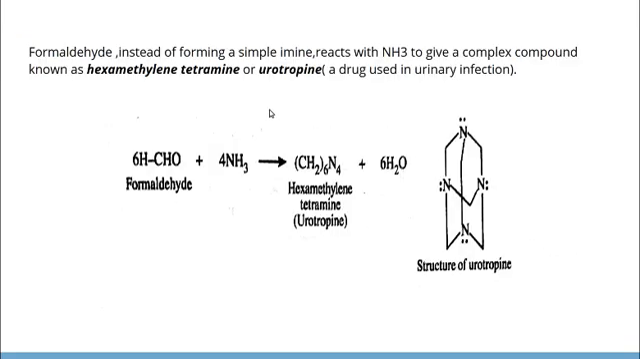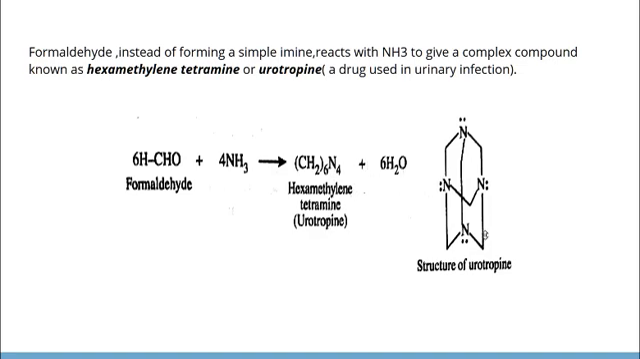Now we are going to discuss the reaction between formaldehyde and ammonia. What type of product will form when they react together? Formaldehyde, instead of forming a simple imine, reacts with NH3 to give a complex compound known as hexamethylenetetramine, also known as urotropin, a drug used in urinary infection. So 6 molecules of formaldehyde react with 4 molecules of ammonia. Methylene is CH2. Hexamethylene, CH2 six times, N4. Hexamethylenetetramine, also known as urotropin.